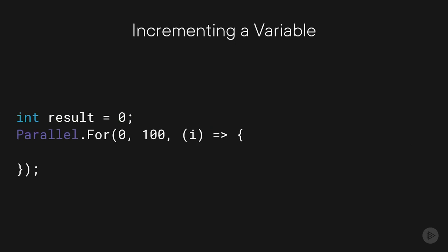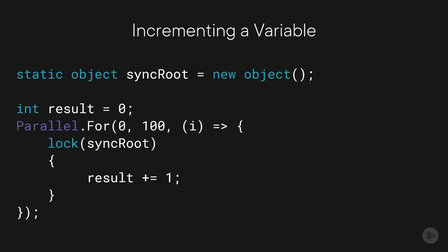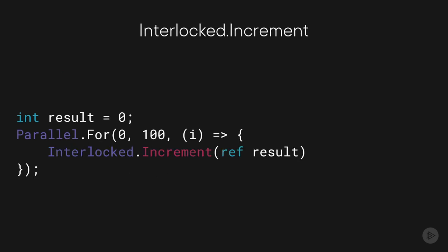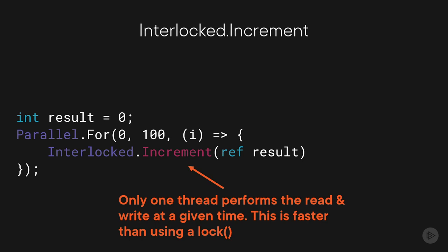Let's say that you want to increment a variable with 1 in each iteration of a parallel loop. Doing this with our previous approach would require a lock object, a lock, and the code to interact with a variable. We can simplify this and use the Interlocked class. Using Interlocked.Increment and passing a reference to the integer that we'd like to increment with 1 will ensure that only one thread interacts with this at the same time.